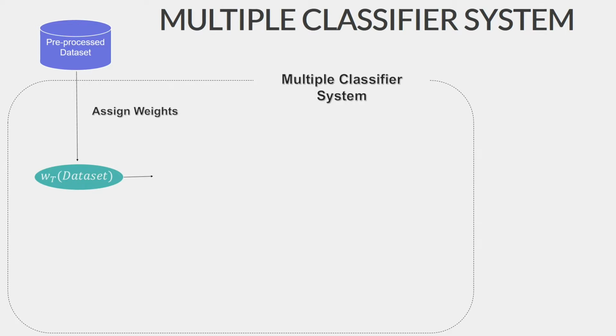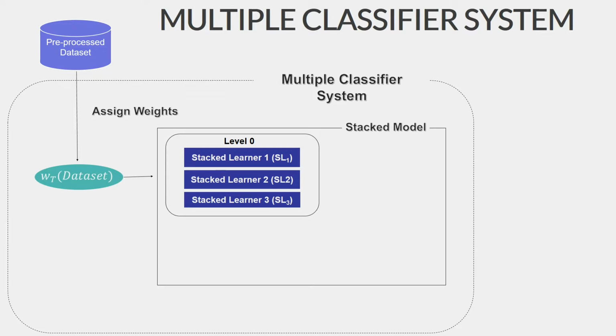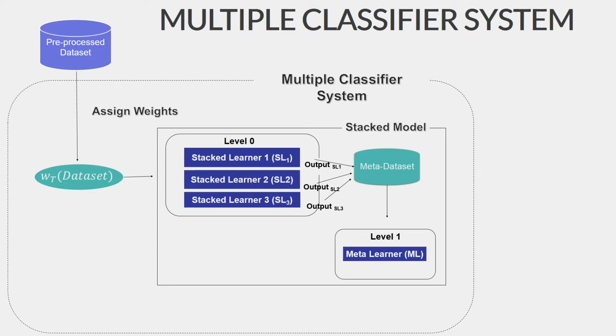This weighted dataset is passed on to the stacked model. This stacked model has two levels. Level 0 has 3 stacked classifiers or stacked learners, namely neural network, decision tree, and k-nearest neighbor, that give their output predictions on this weighted dataset. These predictions are used to make a meta dataset along with the features previously used in the original dataset, and is passed on to the level 1 meta learner. This learner produces the output for the first iteration.